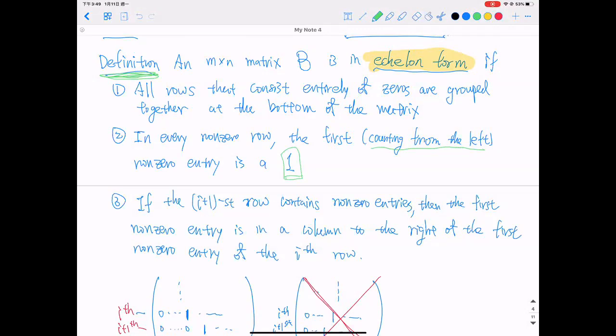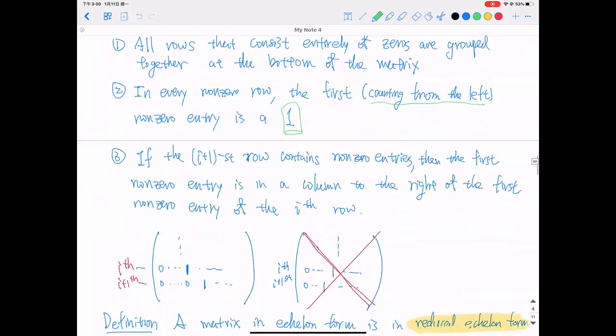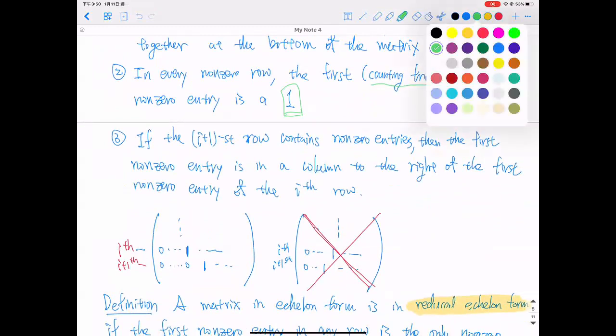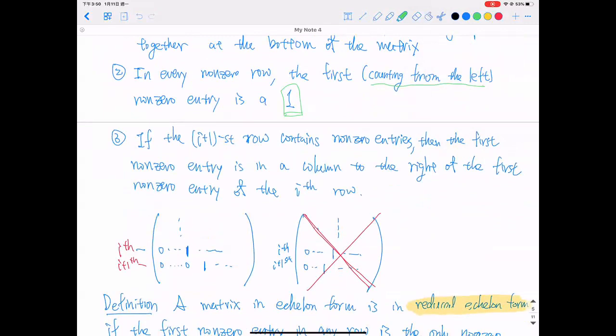Thirdly, if the (i+1)th row contains non-zero entries, then the first non-zero entry of the (i+1)th row is in a column to the right of the first non-zero entry of the ith row. So the example being here, the first non-zero entry, which is supposed to be a 1 in the ith row, is here. The first non-zero entry of the (i+1)th row is here. That's to the right.